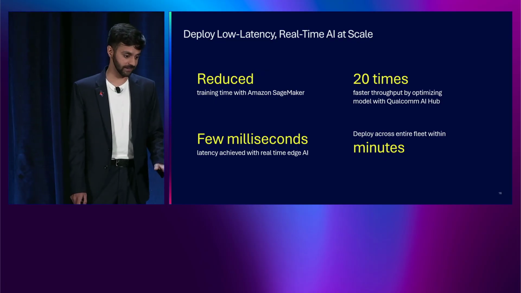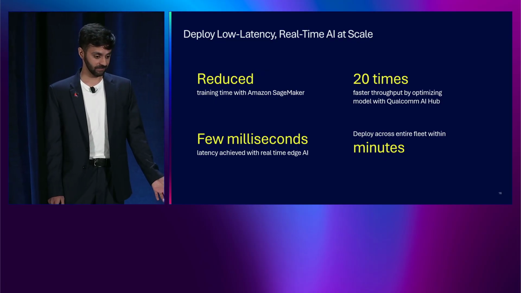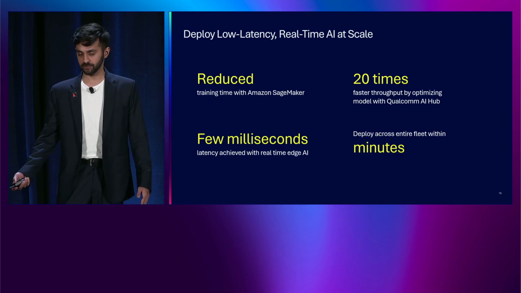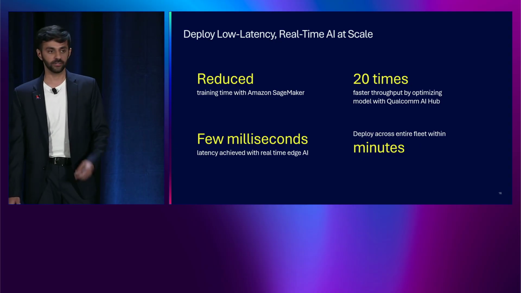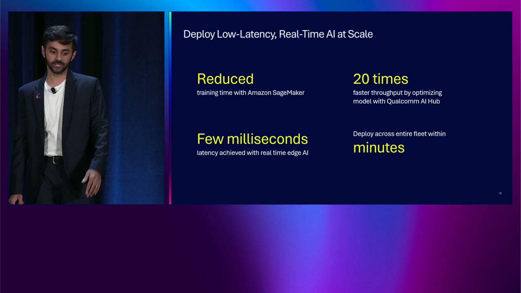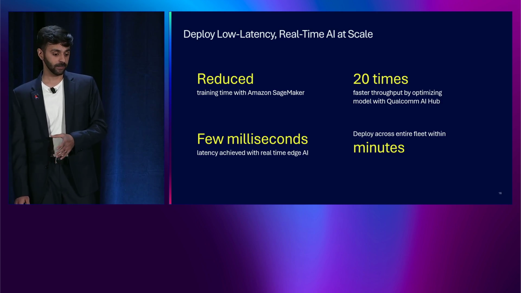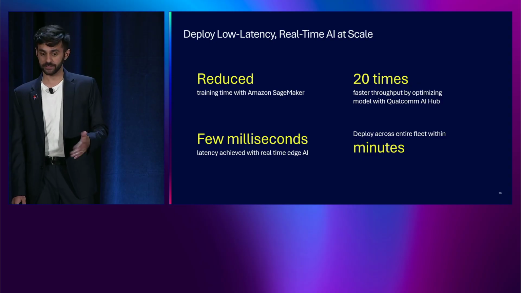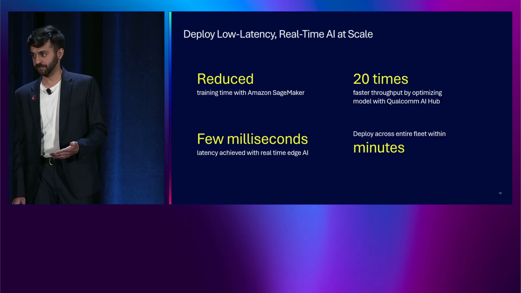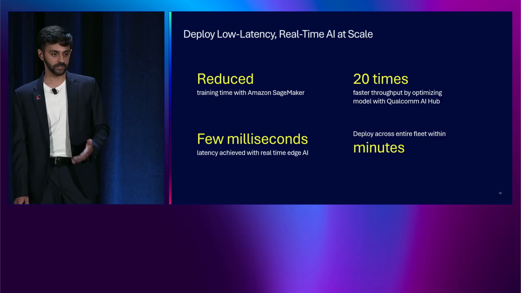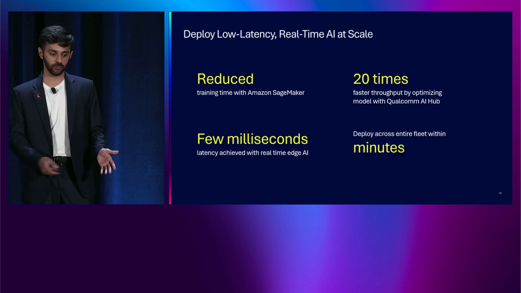So one is we reduced the training time by using Amazon SageMaker. And as Krishna mentioned, by using SageMaker, you can train your model. In our case, it was computer vision. And also going from SageMaker to Qualcomm AI Hub, we were able to achieve 20 times faster throughput by optimizing the model. So the whole point of AI Hub was to optimize your model for your specific hardware.